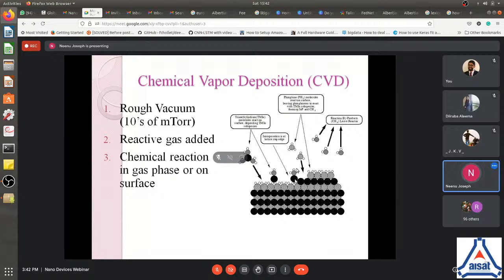Here, rough vacuum, reactive gases added, chemical reaction in gas phase or on the surface.